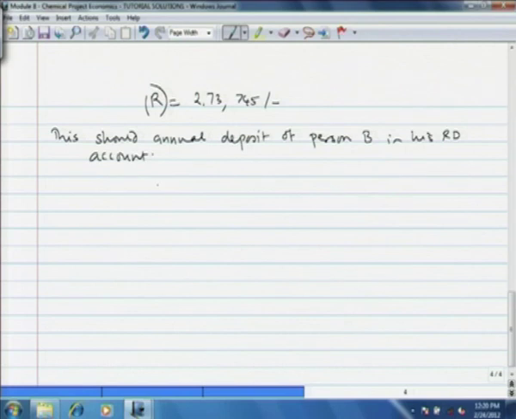So, we have the answer. R is equal to 2,73,745. So, that completes problem 2. Now, let us see the third problem.